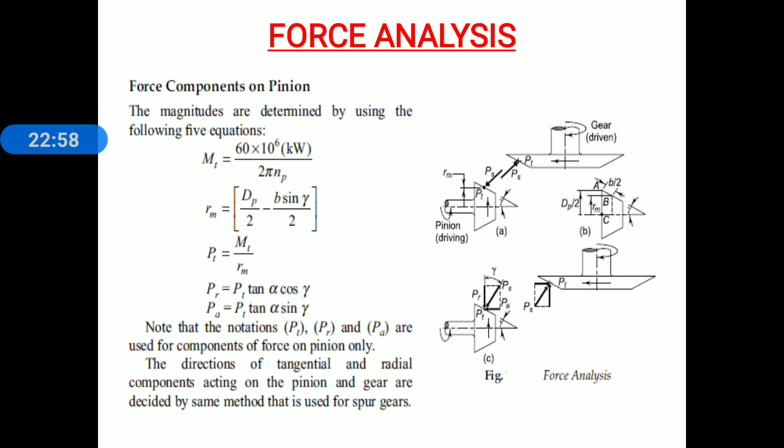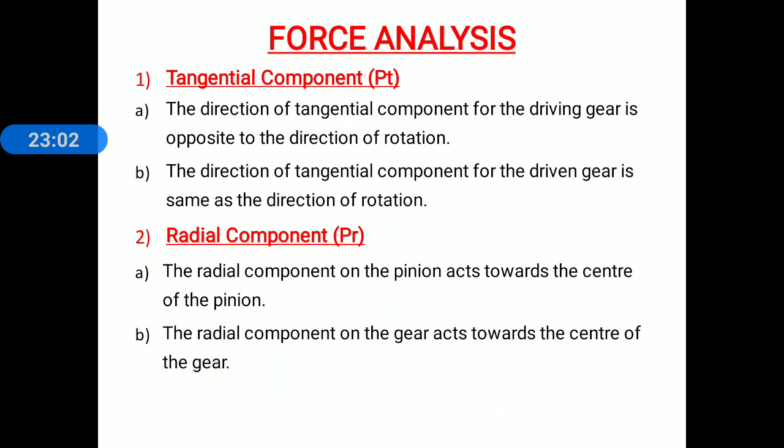Now how do we show the direction? The direction of the tangential and radial components is the same as was discussed in spur gears. Now see, the first component is tangential.